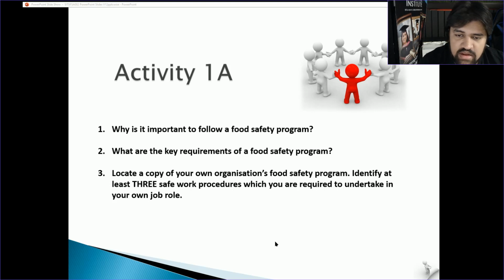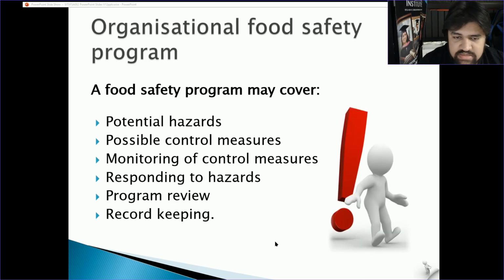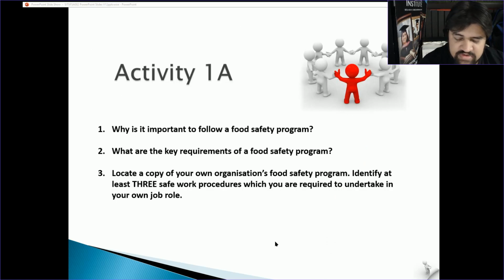So there are six requirements essentially. Identifying potential hazards, possible control measures, monitoring of control measures, responding to hazards, having program reviews, and recording, you know, whatever's happened and whatever solutions, so any rectifications that you might need.